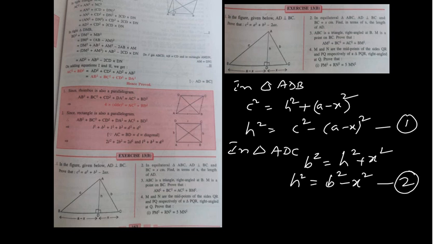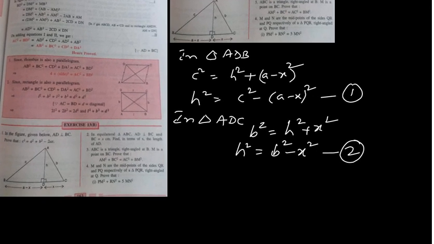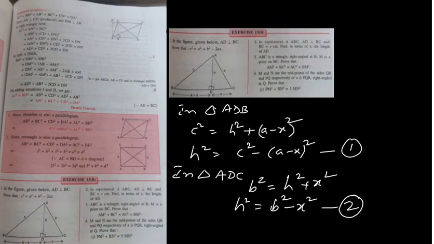I don't understand the question. Oh, well, reading the question. In the figure given below, AD is perpendicular to BC. So you have one right angle triangle here. This is one right angle triangle, and this is another right angle triangle.